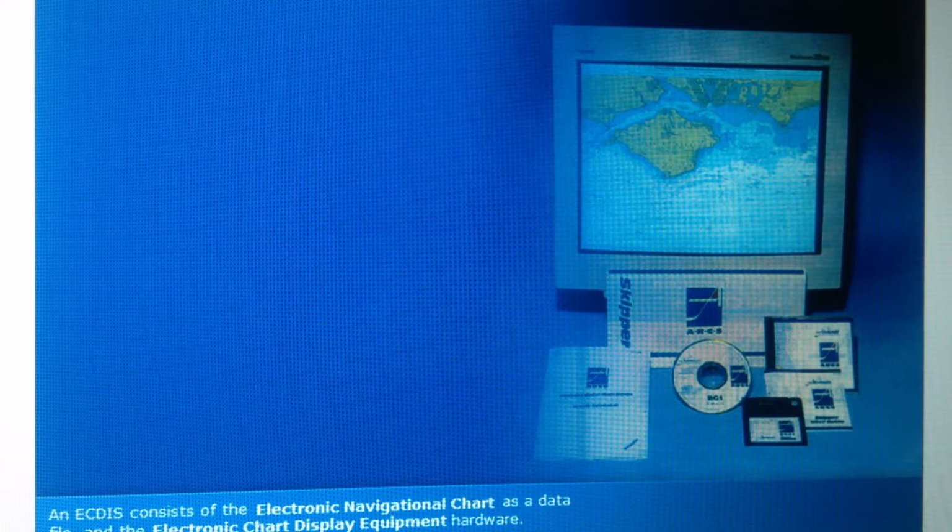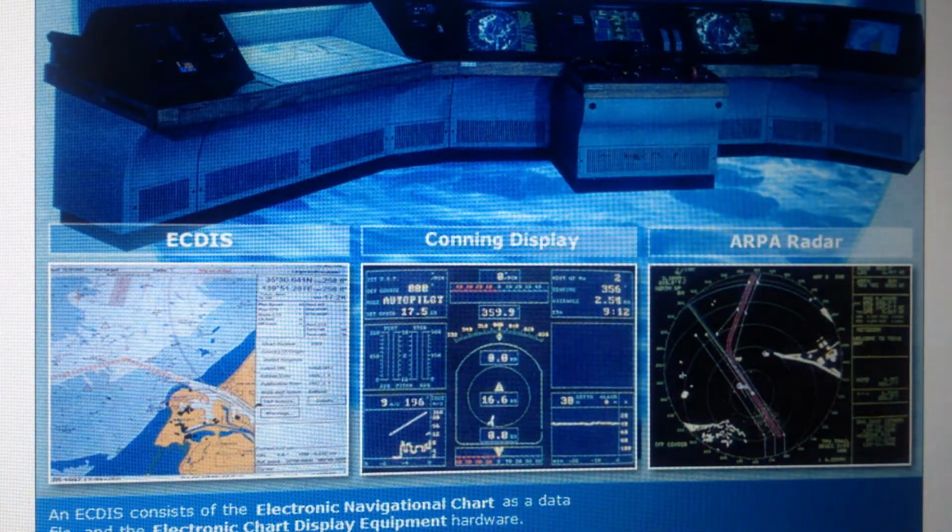An ECDIS consists of the electronic navigational chart as a data file and the electronic chart display equipment hardware. This is the definition of a system which shows or integrates on one display what we earlier had separated into 3 different places on the bridge of a ship: the chart, the position, and the radar.